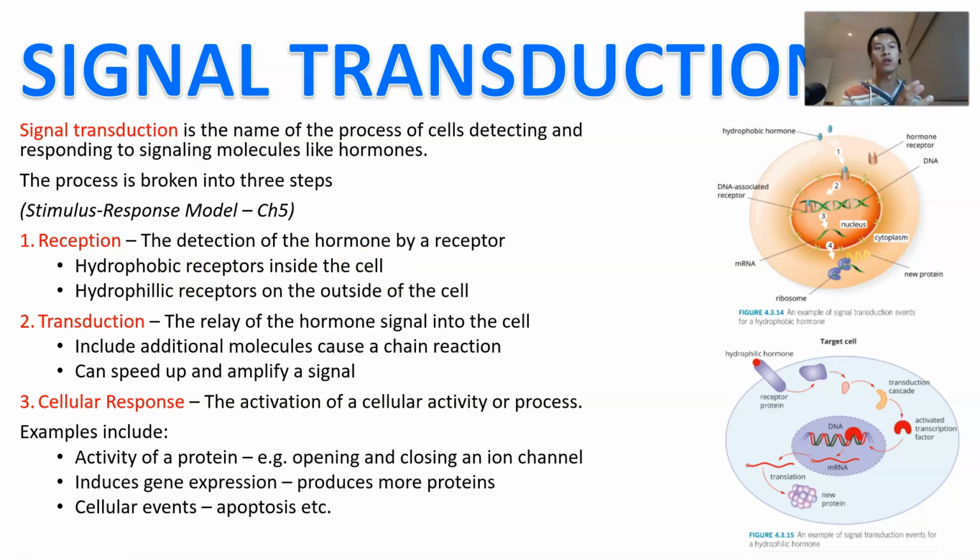Remember, the protein hormones bind to hydrophilic receptors on the outside of the cell, and then also the lipid ones are going to bind to hydrophobic receptors on the inside of the cell. Okay. So that's the first one. The second step is the transduction. So the relay of the hormone signal into the cell. So this includes additional molecules that are going to cause some sort of chain reaction in the cell to identify and process that signal. And then that transduction process is going to lead to step 3, which is the cellular response.